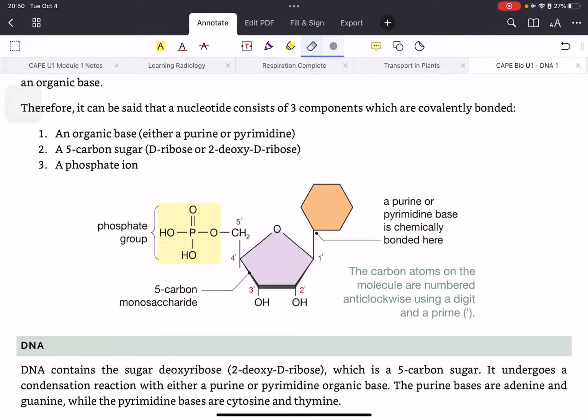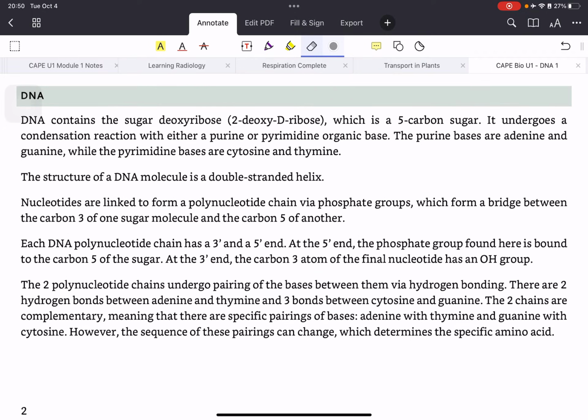And as I said, the base could either be a purine or pyrimidine, and there are 2 of each that you will have to learn. Very, very important. And we know that DNA contains the sugar deoxyribose. That is essentially one of the main differentials between DNA and RNA.